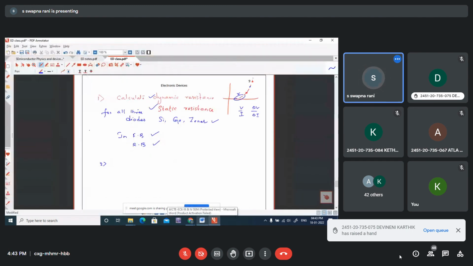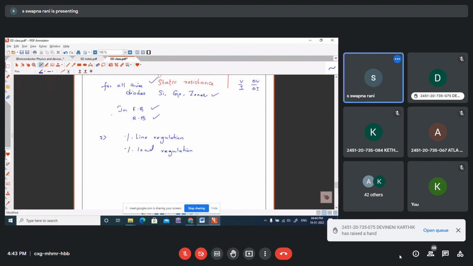Second experiment, percentage line regulation you need to calculate, and percentage load regulation you need to calculate. On this Friday, I will explain how to calculate the percentage line and load regulation. These are the calculations related to the second experiment.